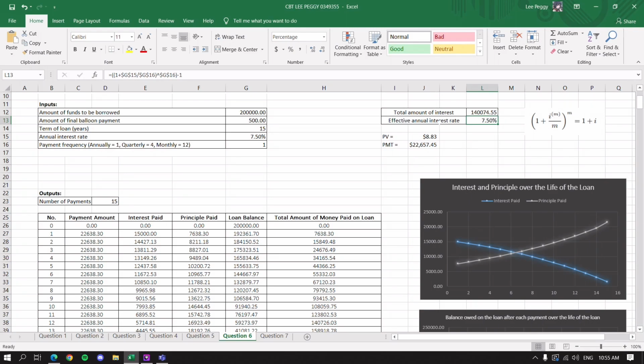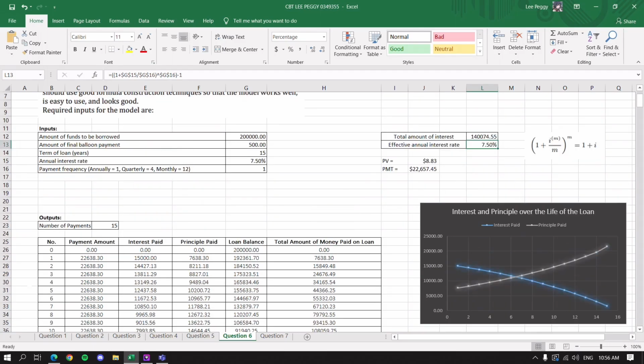And then the effective annual interest rate can be calculated using this formula. The IM is indicated by the annual interest rate, and then the M is the payment frequency. So to find the effective annual interest rate, which is I, we can insert this formula inside the Excel function, which is 1 plus IM divided by M, to the power of M, and minus 1, and then we can get the effective annual interest rate.